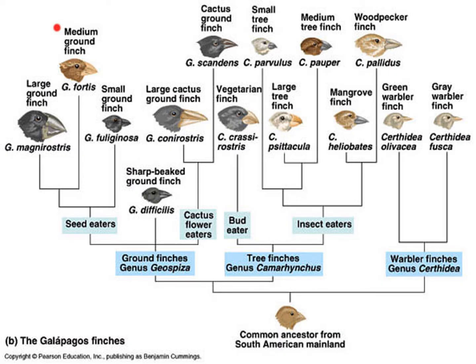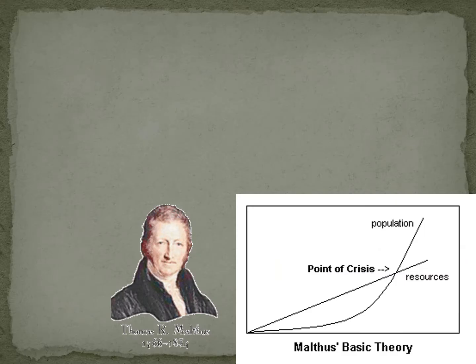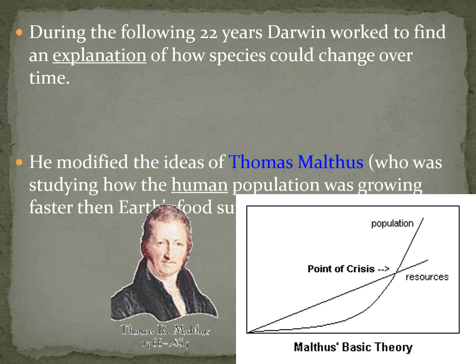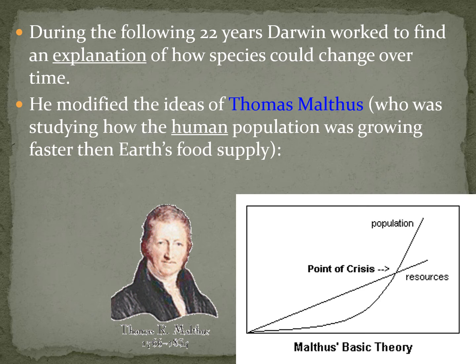But the biggest thing Darwin looked at was finches, and what he looked at was their beaks. Look at all their beaks. Same bird, different beaks, because on different parts of the island there were different sized trees. So Darwin, through 22 years, worked to find an explanation of how things change over time. And he didn't come up with this idea. He actually got it from Thomas Malthus, who was studying humans at the time, how human populations grow.